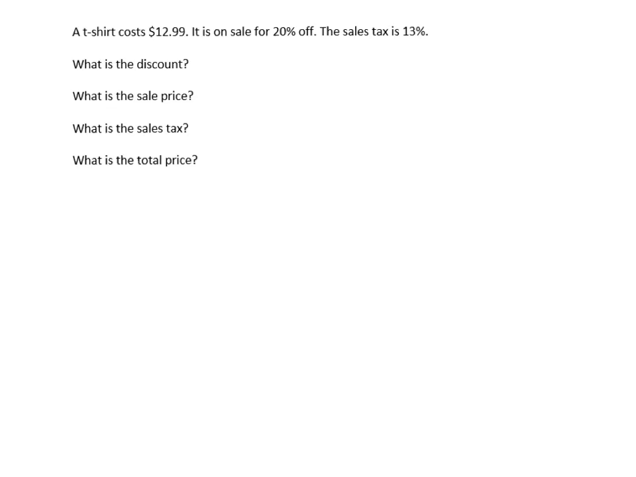So another kind of question you can get related to proportional reasoning will involve, you want to purchase something, there's a sale, and there's some tax. So let's read the question first. A t-shirt costs $12.99. It is on sale for 20% off. The sales tax is 13%.